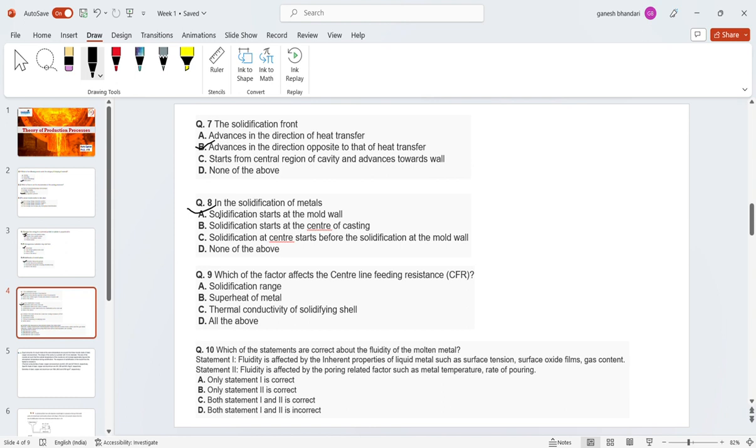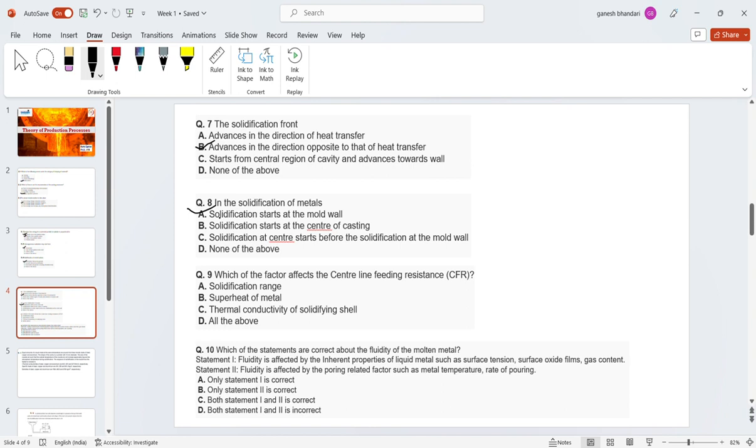Similarly, if you talk about superheat or solidification range, suppose one particular element's solidification range is only 200 compared to another which is 400, so that will definitely affect this. Similarly, the superheat of that metal. So all the things will be involved, and just read the basics, and basically what is CFR.